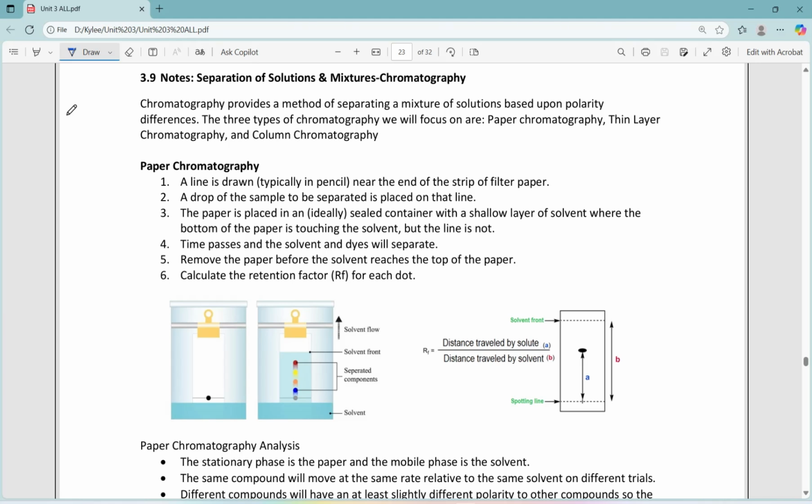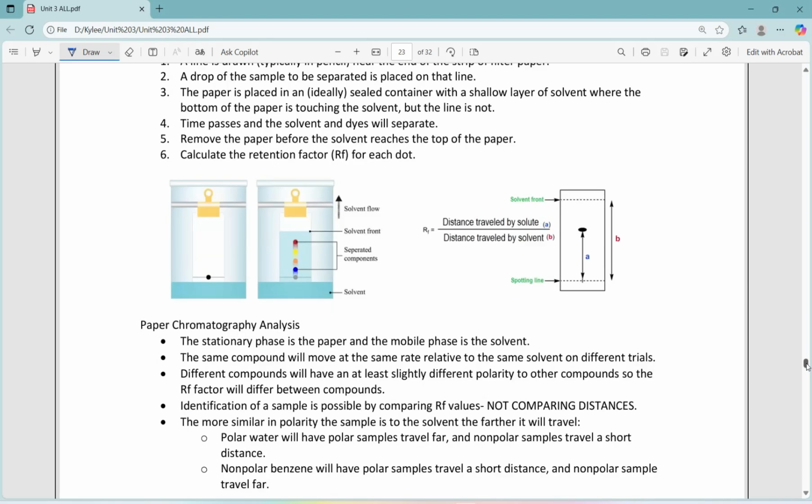There are three types of chromatography that we focus on in AP Chem, and they are paper chromatography, thin layer chromatography, and column chromatography. The reason this shows up in Unit 3 is because it has to do with our friend, intermolecular forces.